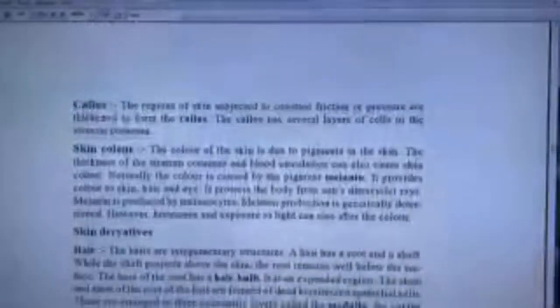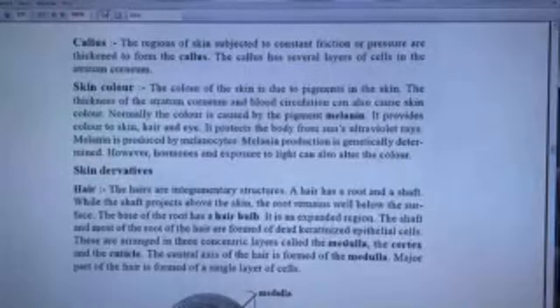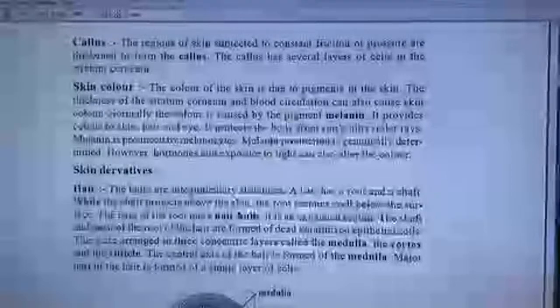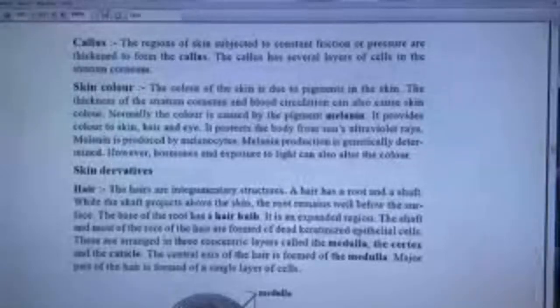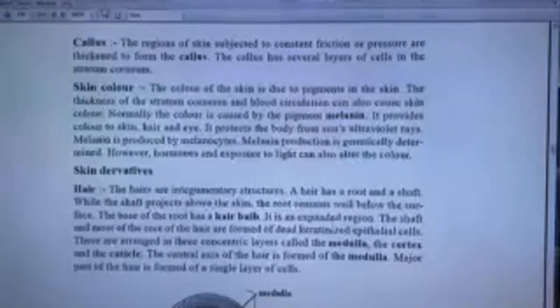Callus. The regions of skin subjected to constant friction or pressure are thickened to form the callus. The callus has several layers of cells in the stratum corneum. Skin color. The color of skin is due to pigment in the skin, the thickness of the stratum corneum, and blood circulation can also cause skin color.